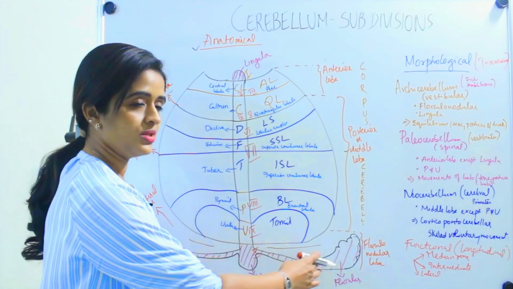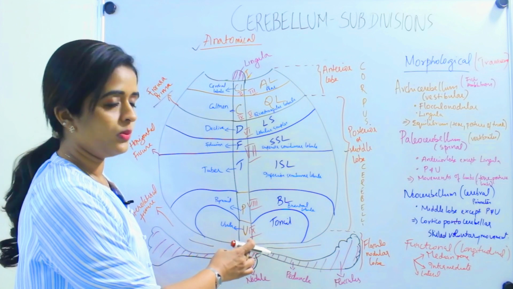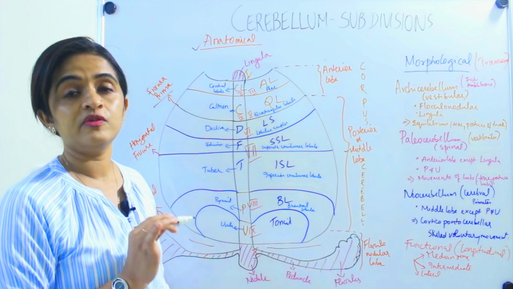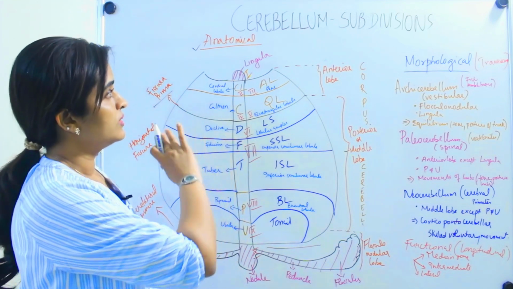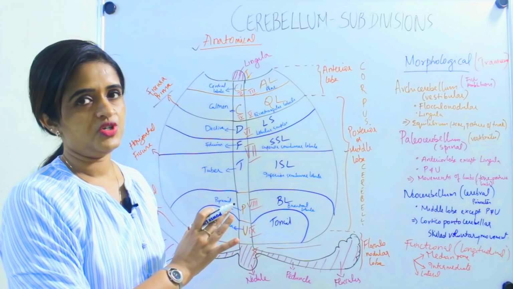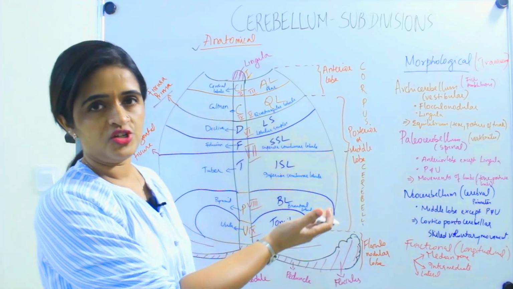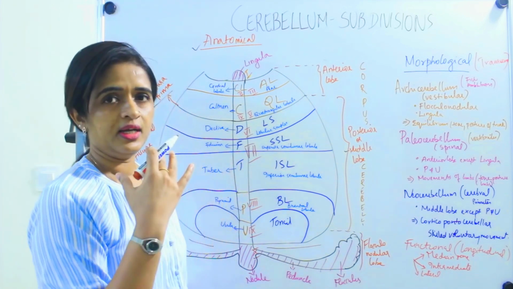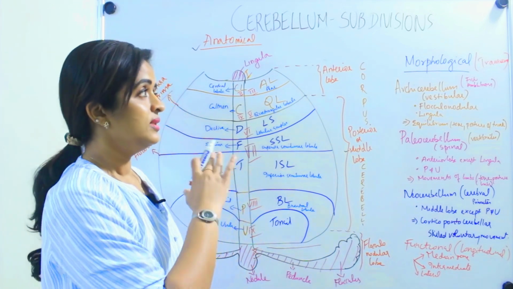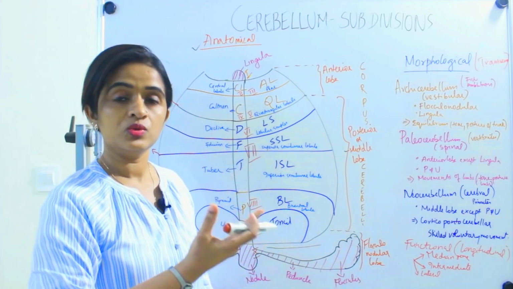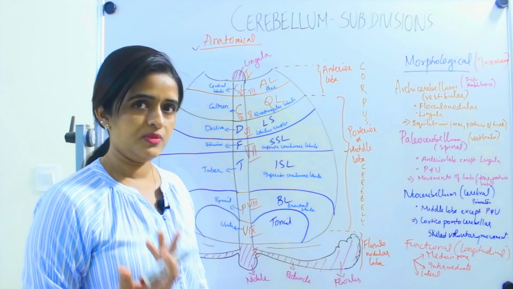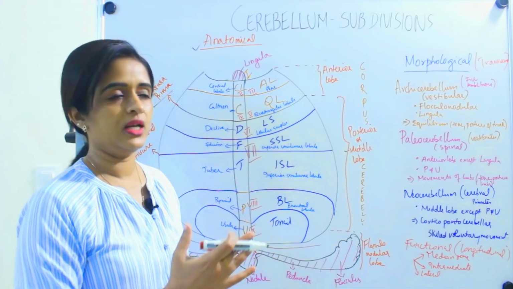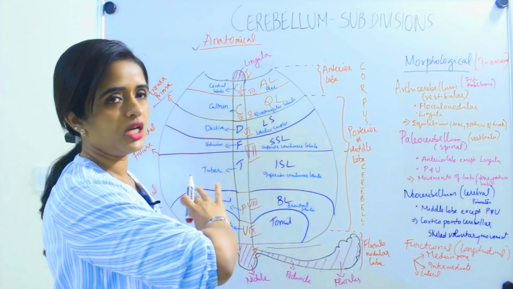So the floccular portion is the lateral extension and the nodular portion is actually a part of the vermis. Altogether this forms the flocculo-nodular lobule. So this is actually the anatomical subdivision of the cerebellum. Now, morphologically, according to evolution and its specifications, the cerebellum is again divided into three types: archicerebellum, which is a primitive one, then the paleocerebellum, and finally the neocerebellum. And this is again a transverse type of classification.